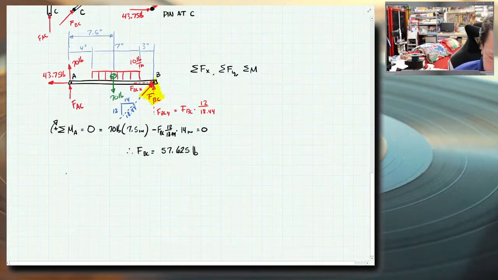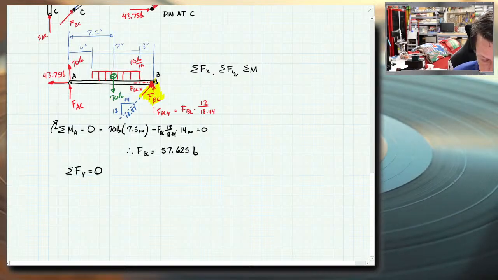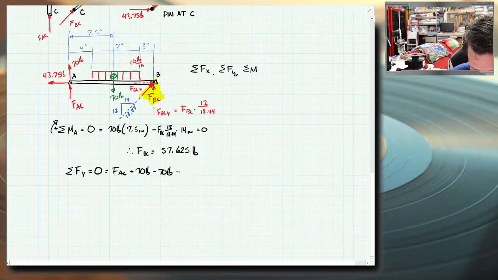So what I'm going to do is, you could do moments about B and solve for AC. I'm going to do summation of forces in Y. So I've got FAC going up, so that's a positive. I've got 70 pounds going up. I've got 70 pounds going down. I've got FBC, which is going up the way I drew it.